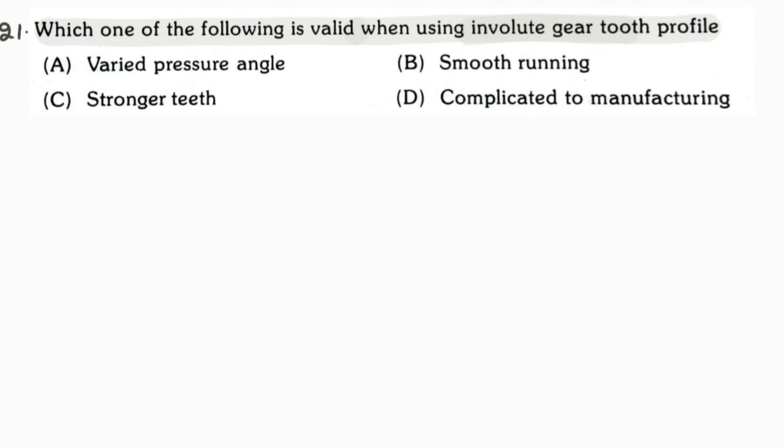Look at option A. Varied pressure angle? No. Smooth running? Absolutely correct. This is a very important point. Remember, involute gear tooth always maintains smooth running, or perfect running. Therefore, option B is absolutely correct. Let us take another problem.